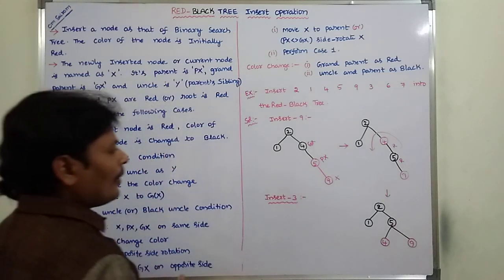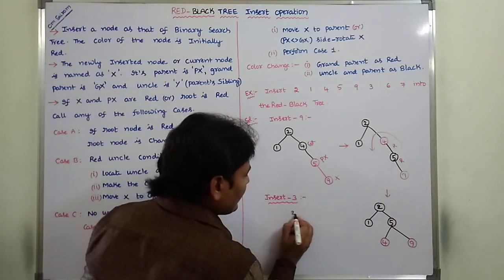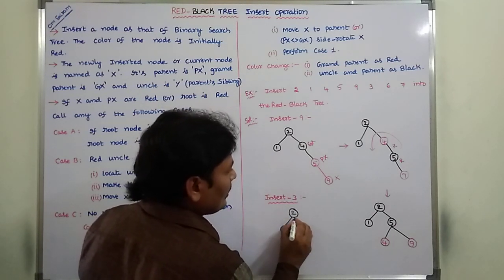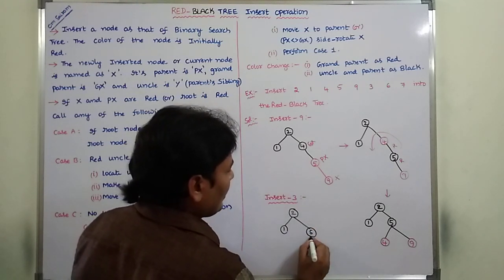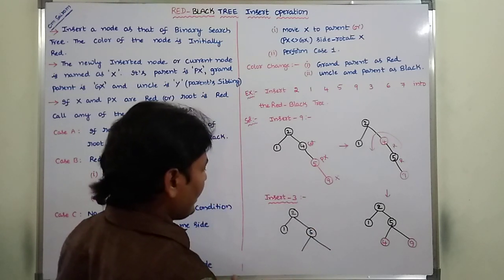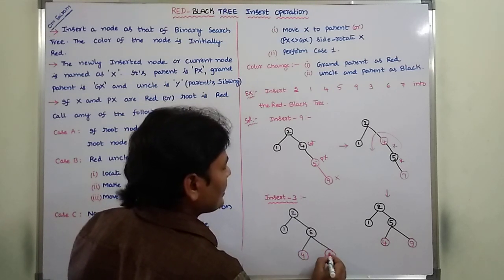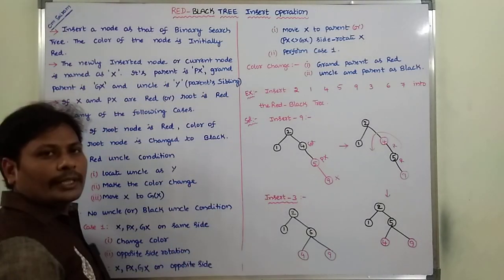Okay. So before inserting 3, what is the red black tree we are getting? This is node 2, this is node 1, this is node 5, and on the left hand side is node 4 and on the right hand side is node 9. Okay. Now we are inserting node 3.